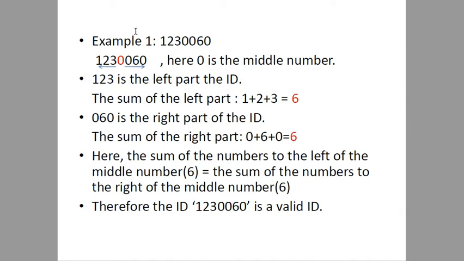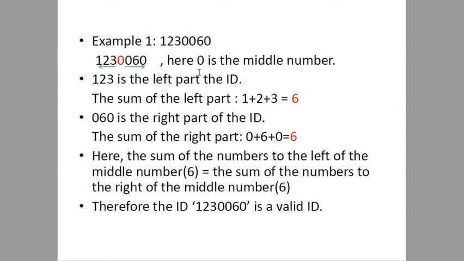For example 1, let's consider this number 1, 2, 3, 0, 0, 6, 0. So here 0 is the middle number with 3 digits to its left and 3 digits to its right. So here we need to sum the digits in the left part, and we need to sum the digits in the right part.